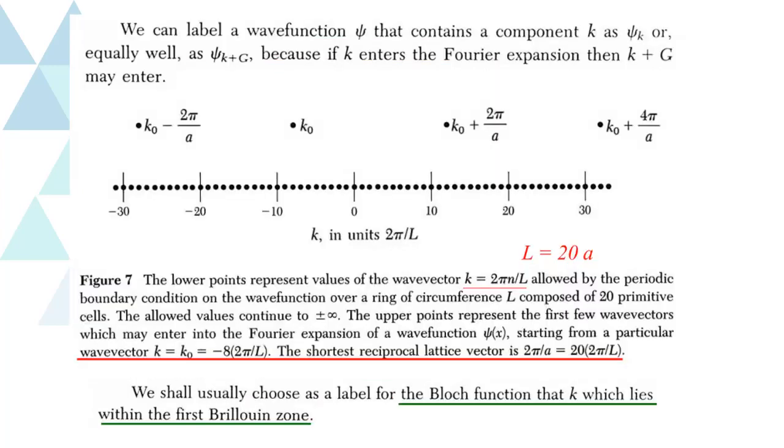The translational properties of psi are determined by Bloch's theorem. Not all wave vectors of set n 2 pi by L enter the Fourier expansion of any Bloch function. If one particular wave vector k is contained in a psi, then all other wave vectors in the Fourier expansion of the psi will have the form k plus g, where g is a reciprocal lattice vector. Therefore, we can label a wave function psi that contains component k as psi k or psi k plus g.